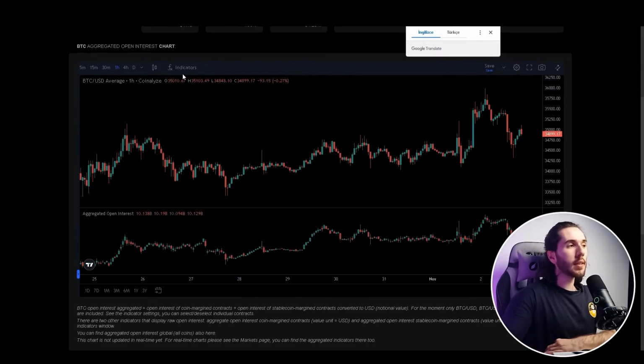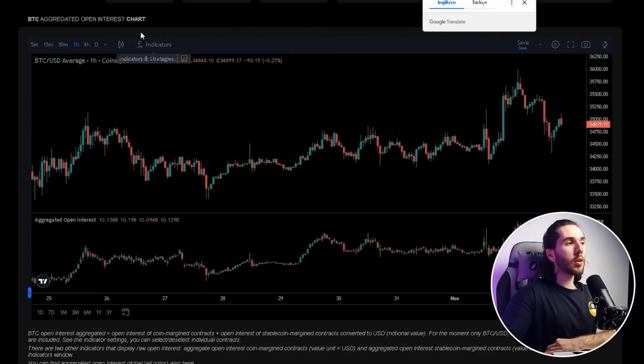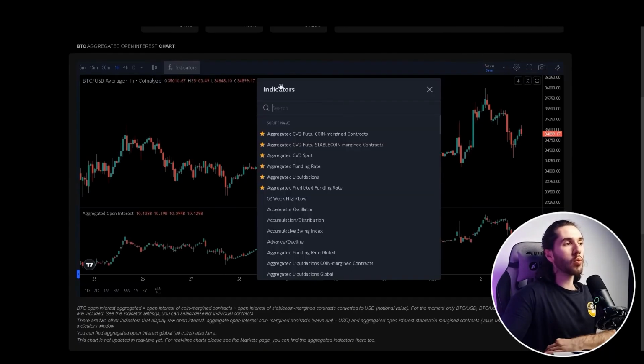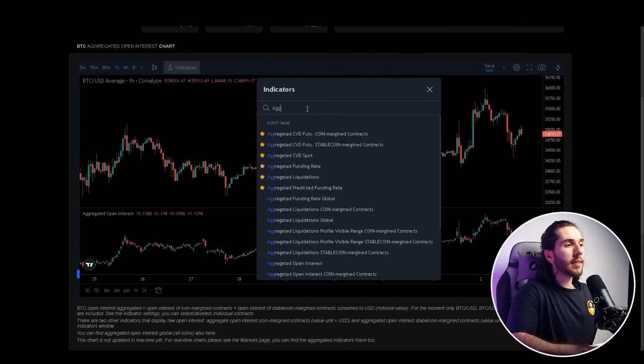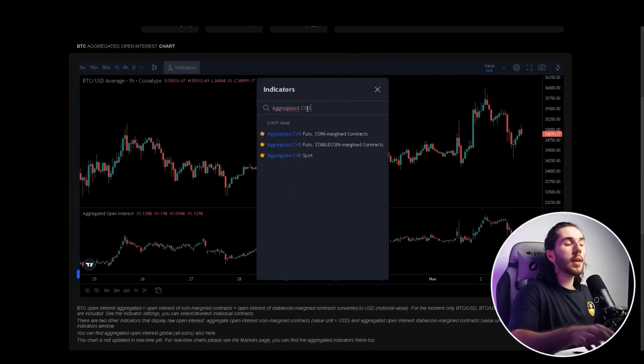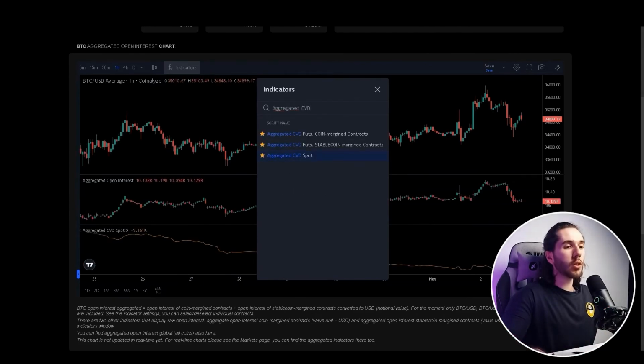What charts do we need? There is a section called Indicators. You click on this. After clicking, you write aggregated CVD, spot here, and also star this. After clicking, it will come down like this, showing the taker buying liquidities from all exchanges, meaning Bitcoin trades and spot. After writing this, friends, we write aggregated funding rate in the same way.